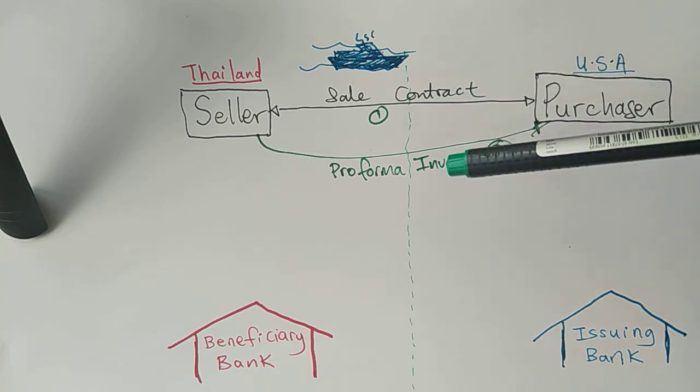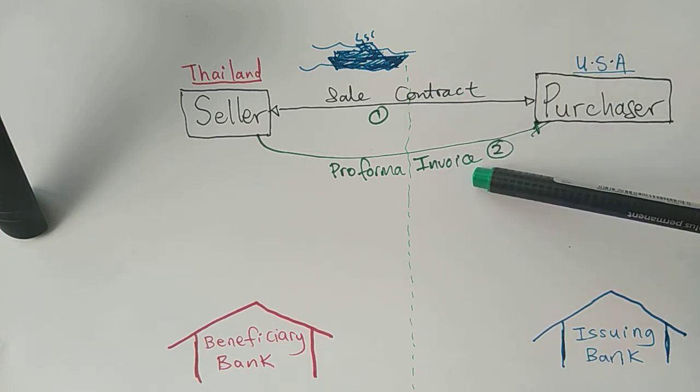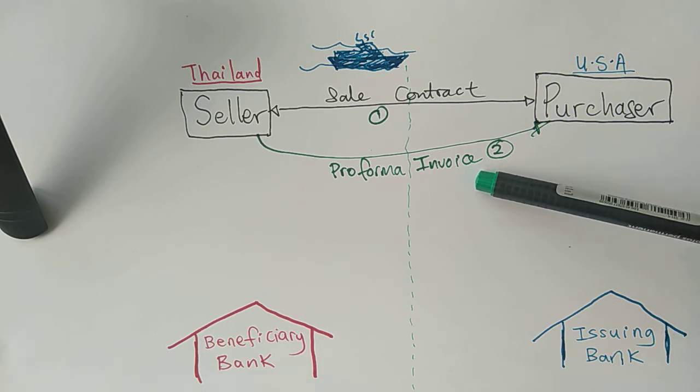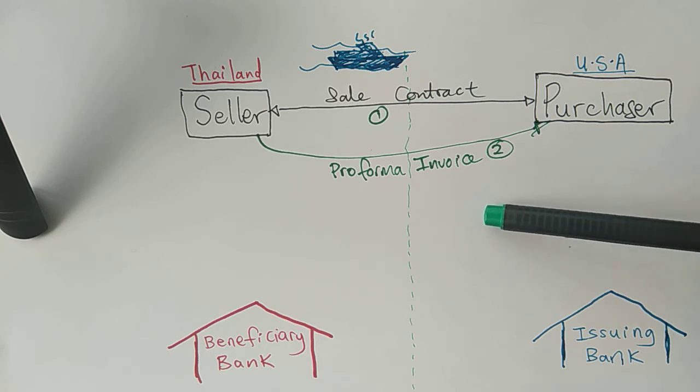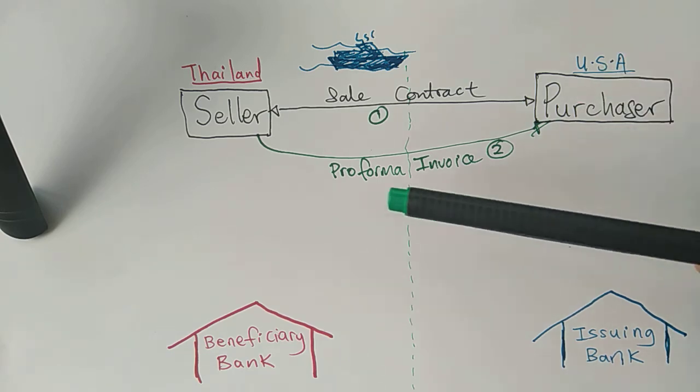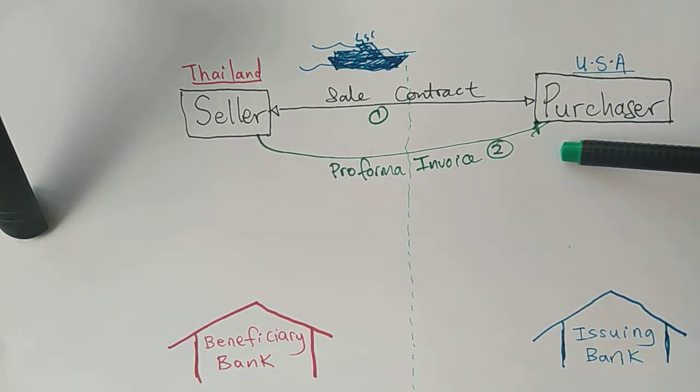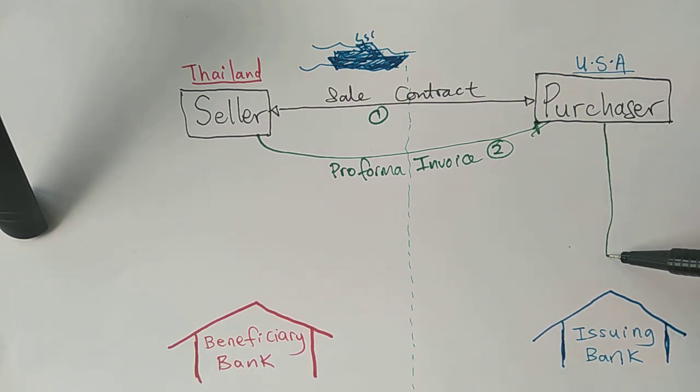In our example here, the conditions of the sale contract are written at the back of the pro forma invoice, or in your case, the second page of the screenshot. Have a look at it. It has payment due date, it has warranties, things like that. Okay. So the seller issues a pro forma invoice to the purchaser. The purchaser will go to the purchaser's bank, or what we call the issuing bank.